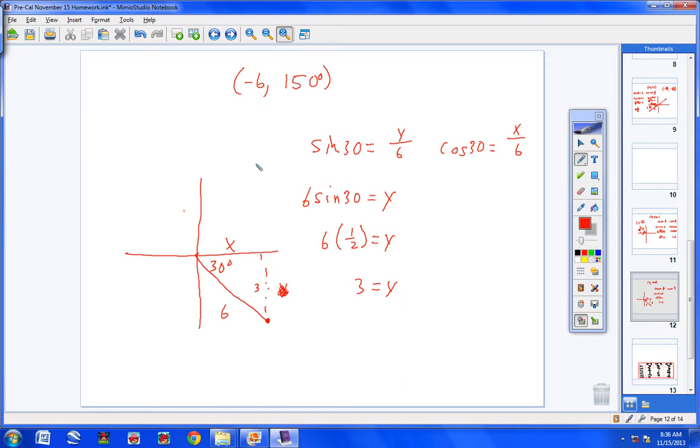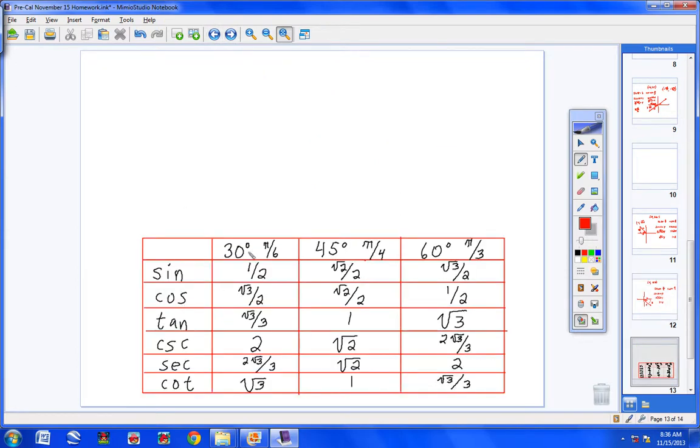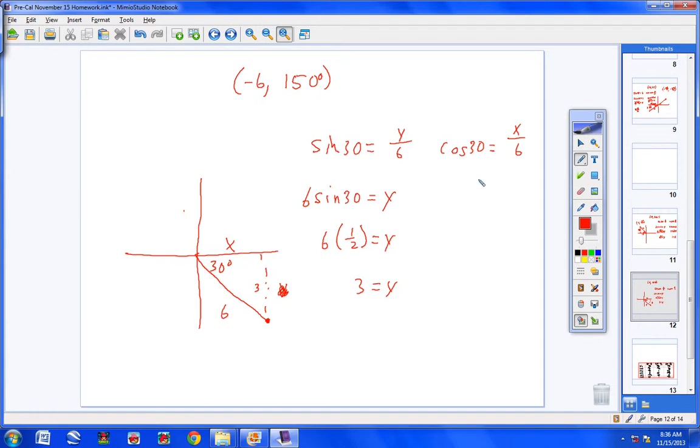And then cosine of 30. Cosine of 30 is square root of 3 over 2. Well, first of all, I got to multiply both sides by 6. That's my fault. So 6 cosine of 30 equals x. And then the cosine of 30 is square root of 3 over 2. So I have 6 times square root of 3 over 2. Put your 6 over 1, and then you can see your 2 would cancel into your 6 3 times. So you end up with 3 square root of 3 equals x. So here's your x value. It's 3 square root of 3, and here's your y value, 3.